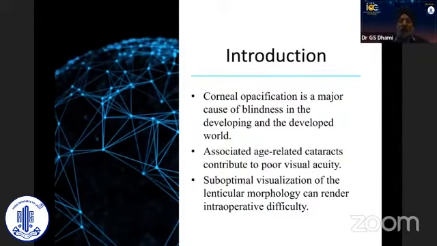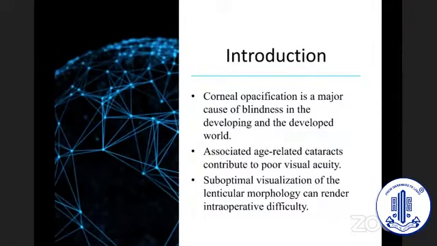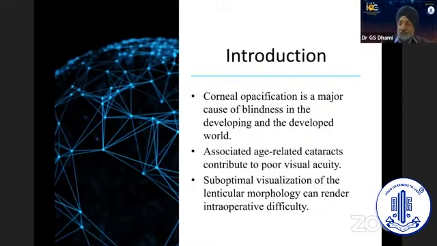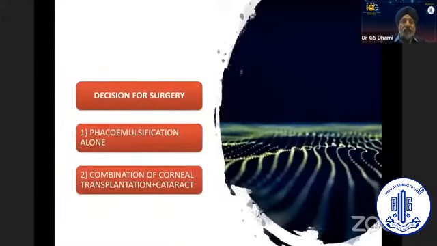Corneal opacification is a major cause of blindness in the developing and the developed world. Associated age-related cataracts contribute to poor visual acuity. Suboptimal visualization of the lenticular morphology can render intraoperative difficulty. These situations present you on the table when you don't have a choice, and you have to decide whether to do a phacoemulsification alone or a combination of corneal transplantation plus cataract surgery.